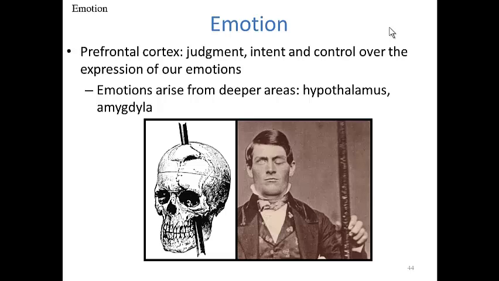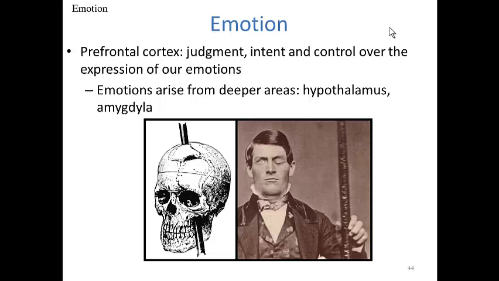The next function of the cerebral cortex I want to talk about is emotion. Now, the area of the cerebral cortex that's involved with emotion is the prefrontal cortex, so that's the very, very front of your brain, right behind your forehead. The prefrontal cortex helps you to make judgments. It's involved with your intent and control over the expression of your emotions.